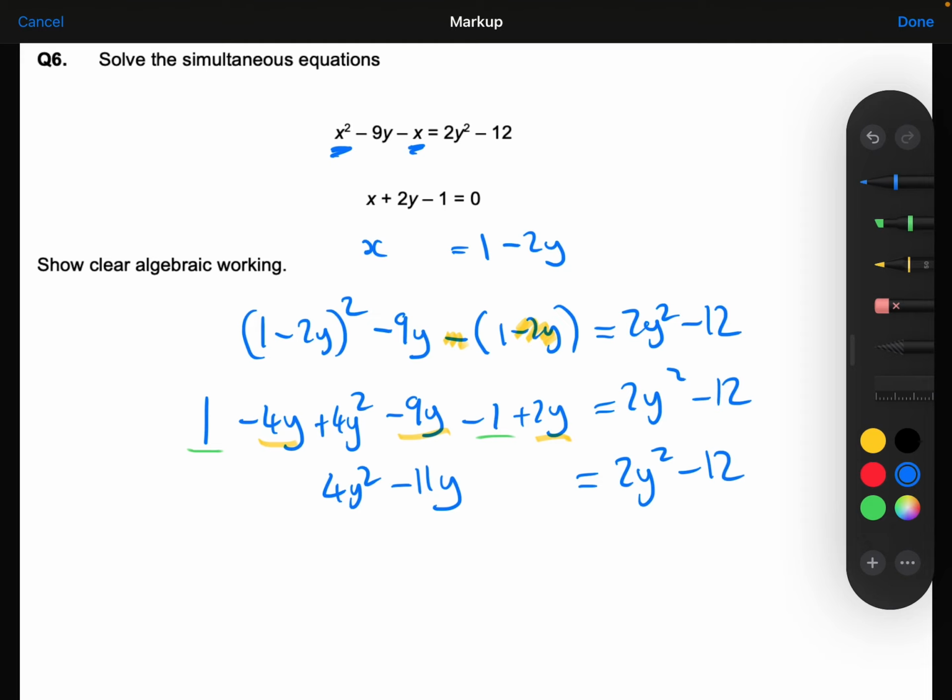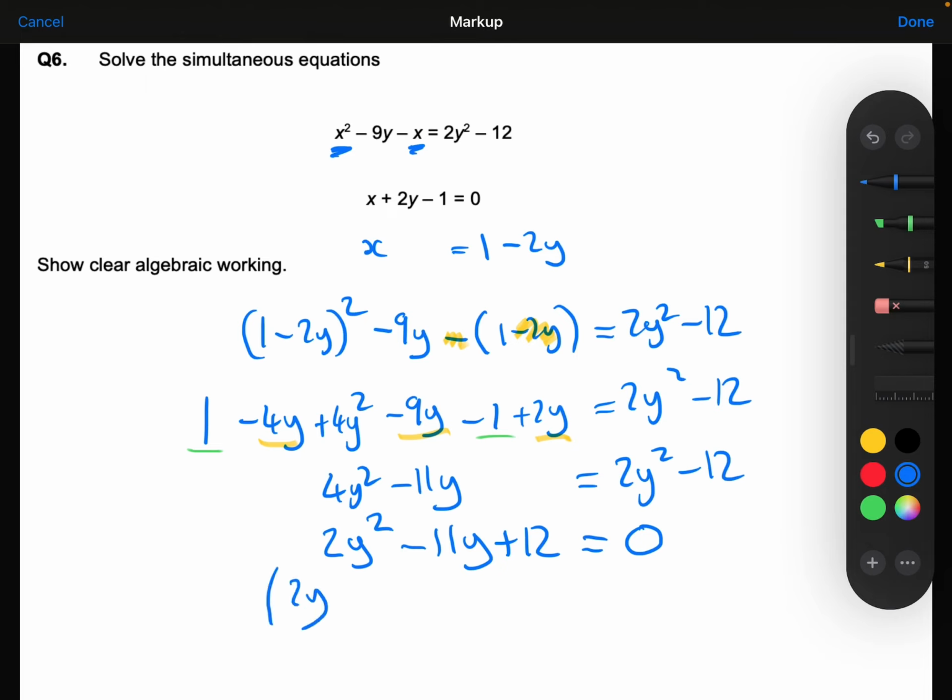Right, I am now going to subtract the 2y squared from both sides because I want to make this equation equal to 0. So the 4y squared, take away the 2y squared, is 2y squared. As well as subtracting the 2y squared from both sides, I'm also going to add 12. So here is my quadratic equation that I'm hopefully going to be able to factorise and solve.